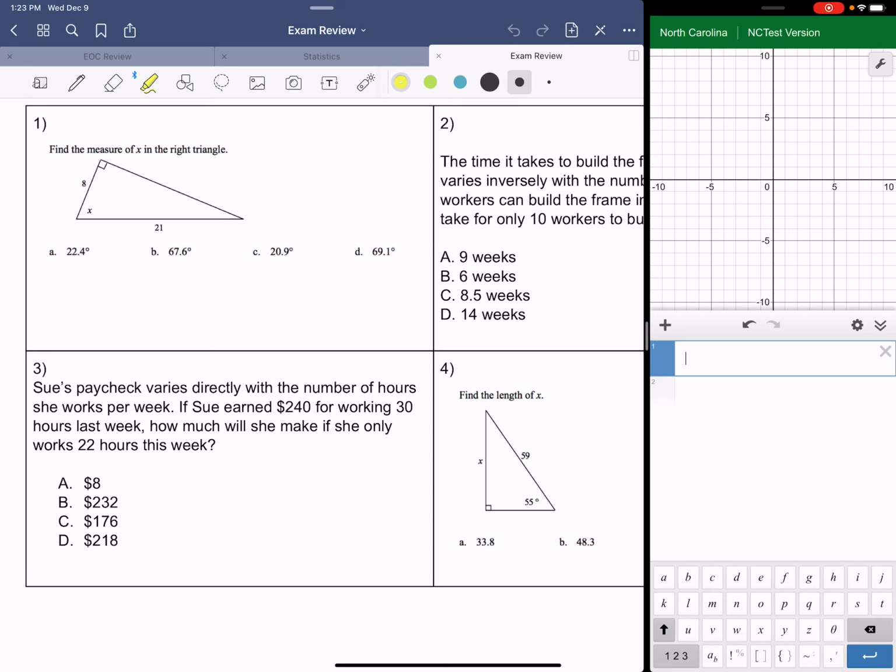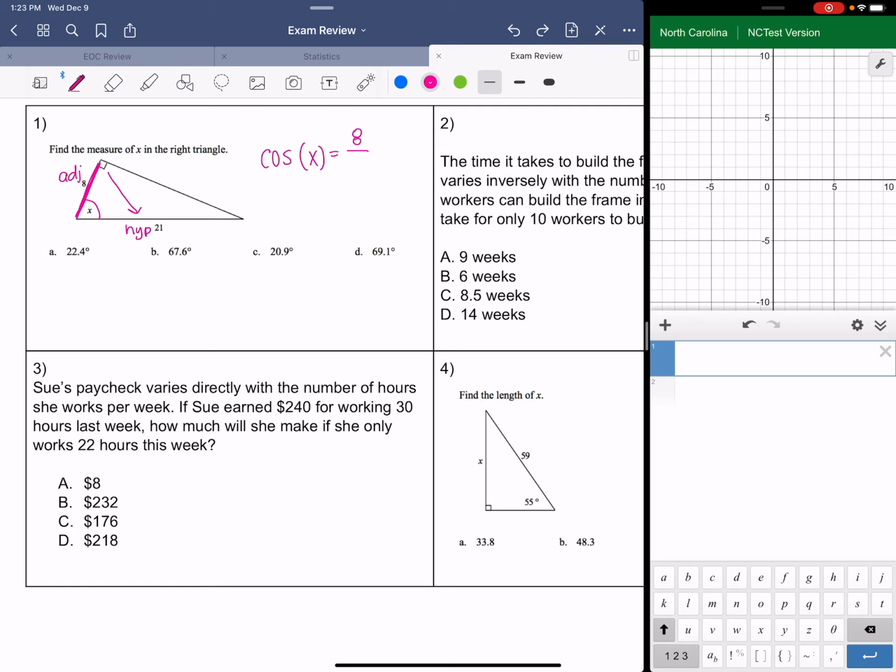Find the measure of x in the right triangle. So from x, we have the hypotenuse because that's directly across from the right angle, and we have the adjacent side to that angle. So hypotenuse and adjacent, that is cosine. So the cosine of x is the adjacent over the hypotenuse.